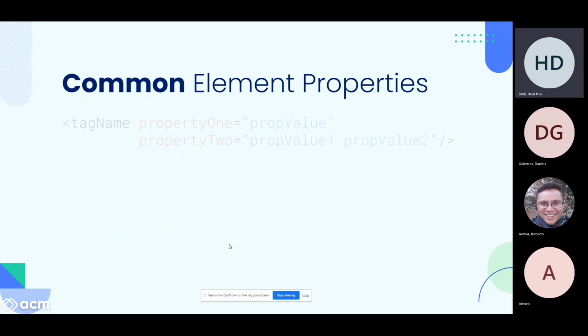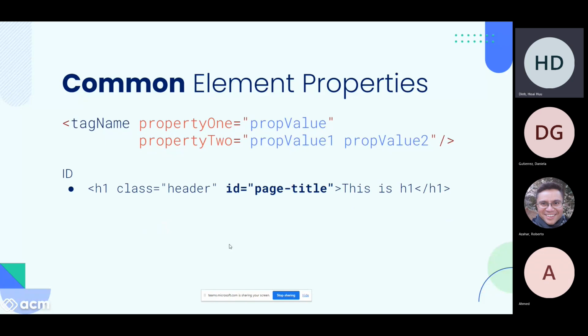Next are IDs. IDs are very, very similar to classes. You can have both of them, by the way, but IDs can only take in one property value. Classes can take one or more. And IDs are used mostly with JavaScript, and it's a way for JavaScript to interact with the DOM, or the document object model, which is our HTML document.